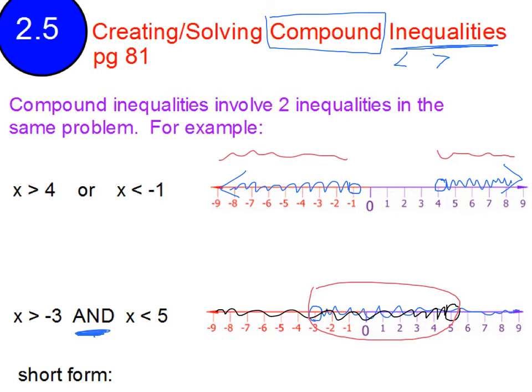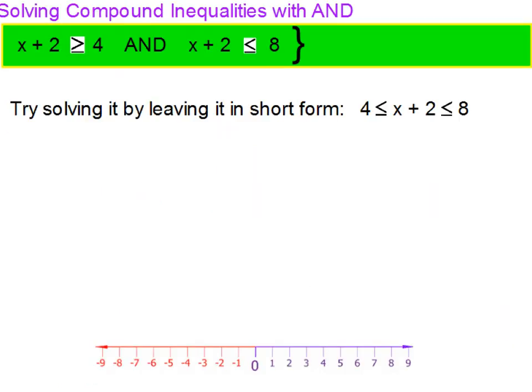So my final answer is actually going to be everything from -3 all the way down here to 5. X could fall anywhere in between there. So that's the difference between an or and an and. An and has to be where they overlap and they both get graphed. An or typically goes in opposite directions. Okay, so let's try another one here.